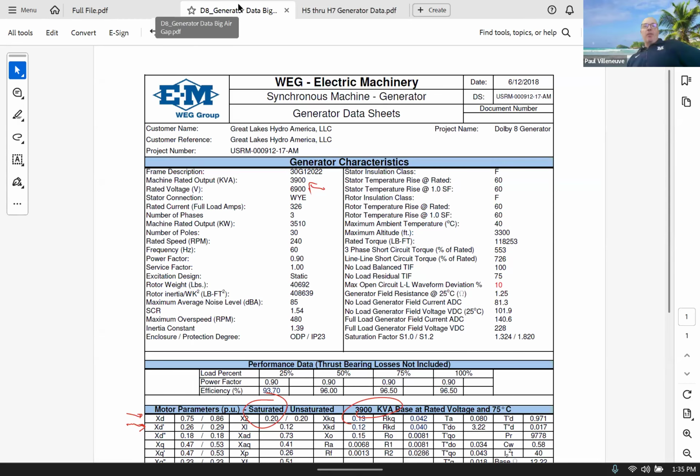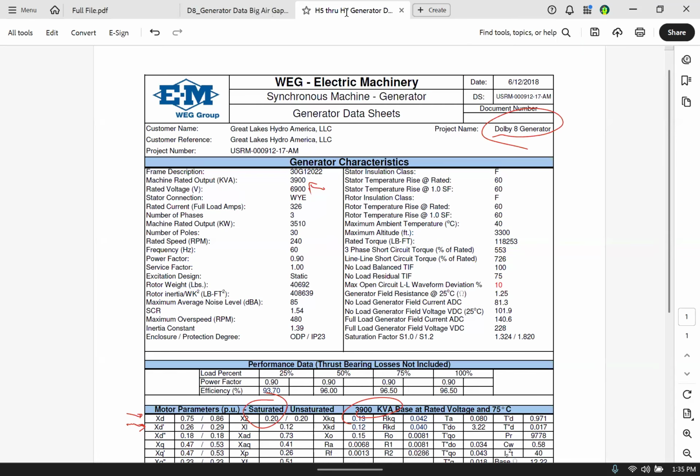Well, it definitely would not be for all three machines unless you said, hey, I can't find the steady state data for H5 through H7, right? But on this data sheet, it's hard to see, but if you look right here, that only applies to generator 8.